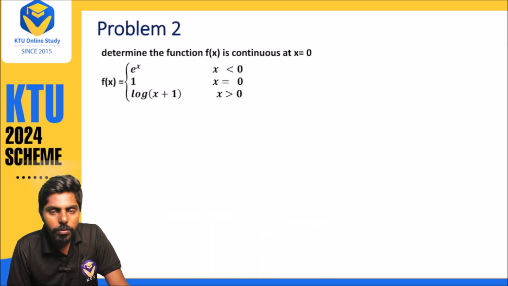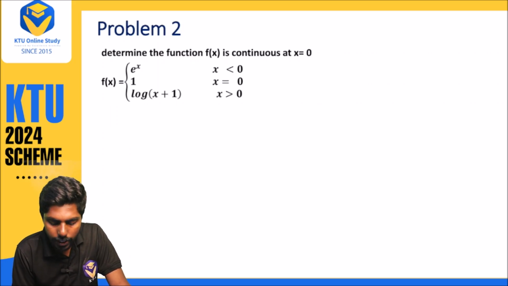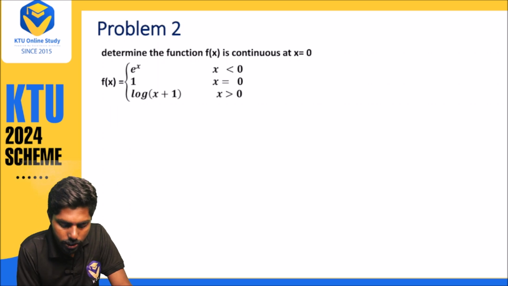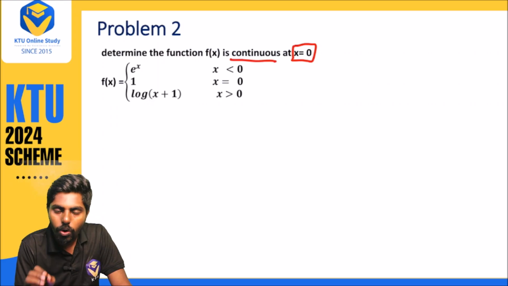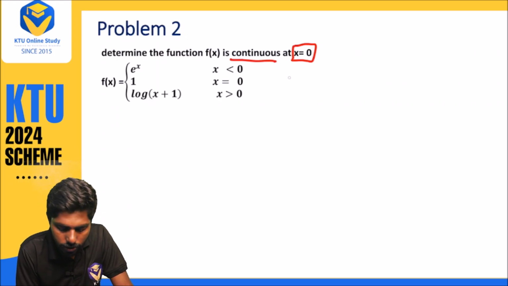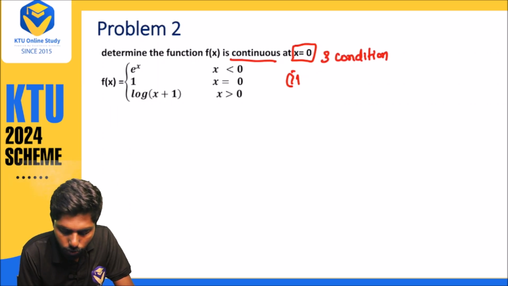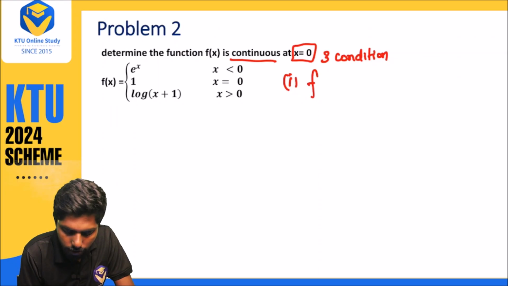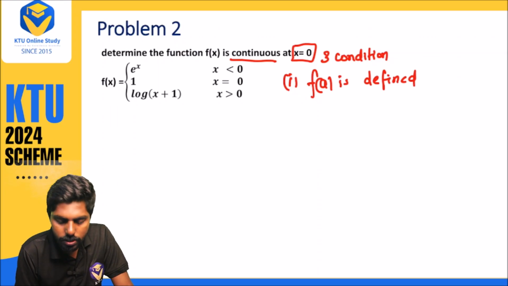In problem number 2, what have they asked? Determine whether the function f of x is continuous at x is equal to 0. Whenever they ask about continuity, what should be struck in your mind? The first thing is you want to know the conditions. What are the three conditions? The first condition is f of a is defined. This is our first condition.